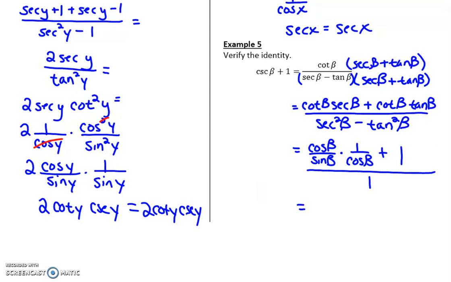And so now we can do a little simplification. We know our cosines up here in the numerator, those are going to cancel out. So we're left with 1 over sine of beta plus 1, and then everything's over 1, so we don't really need to write that. And then the reciprocal of sine is cosecant. So cosecant of beta plus 1 is what we were trying to find. And so we have verified that identity.